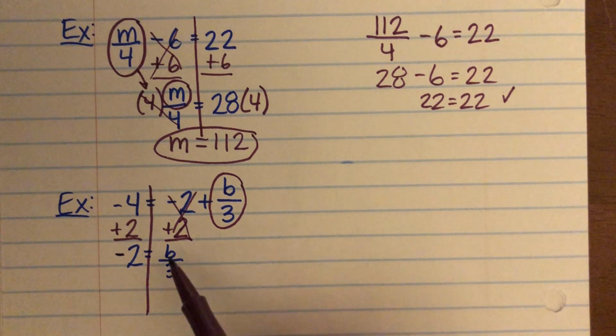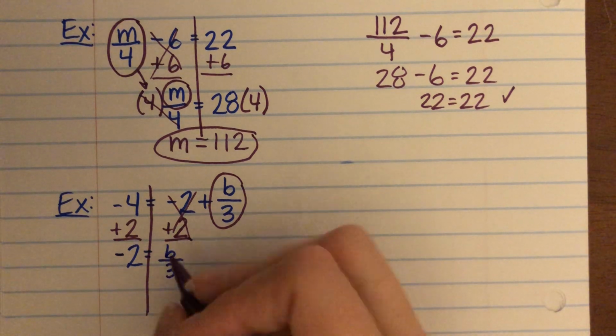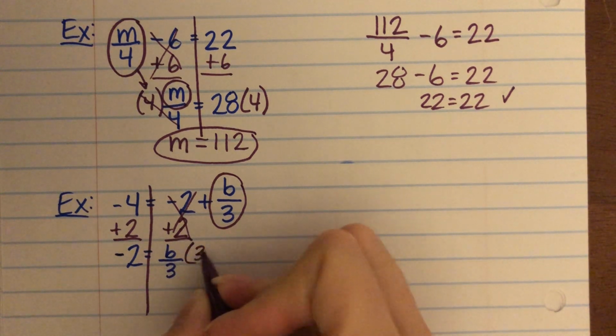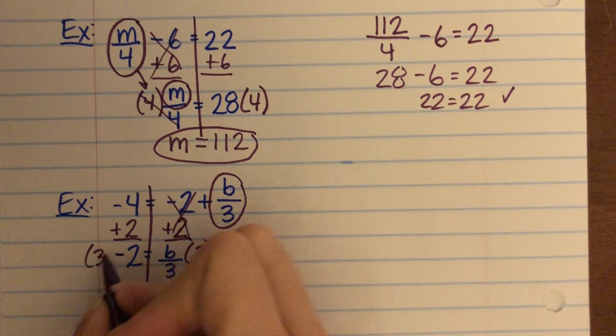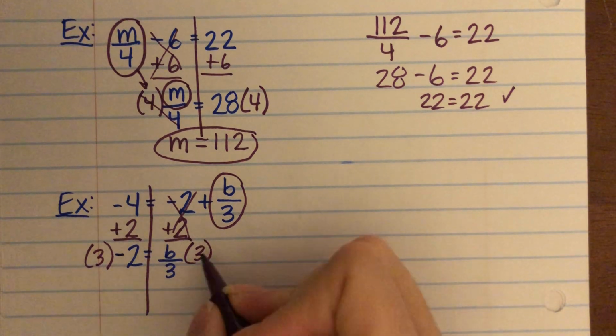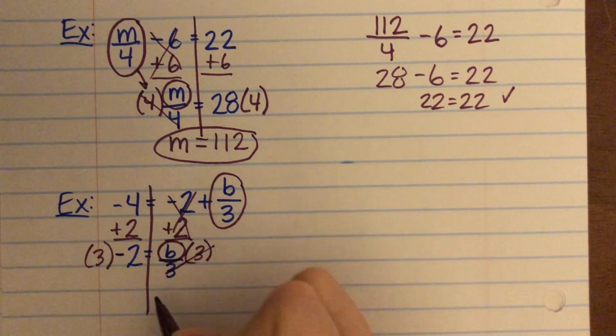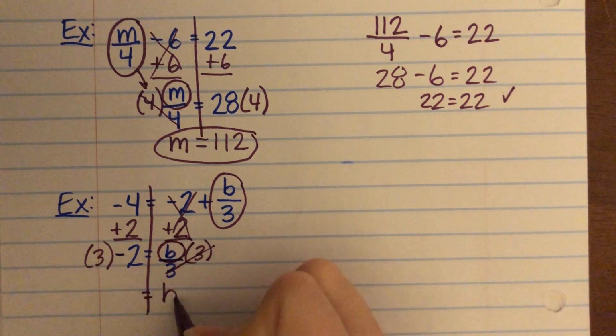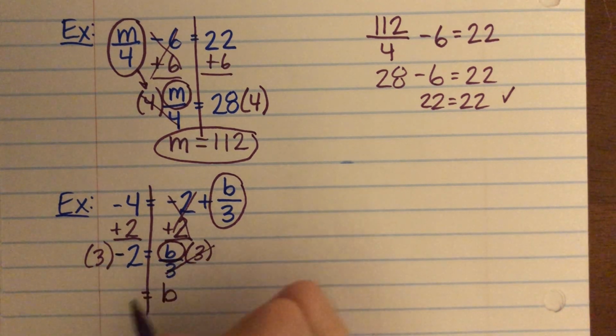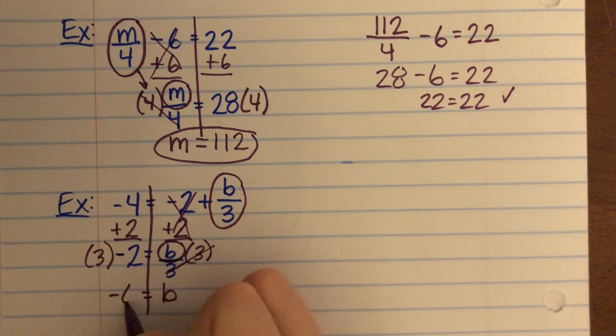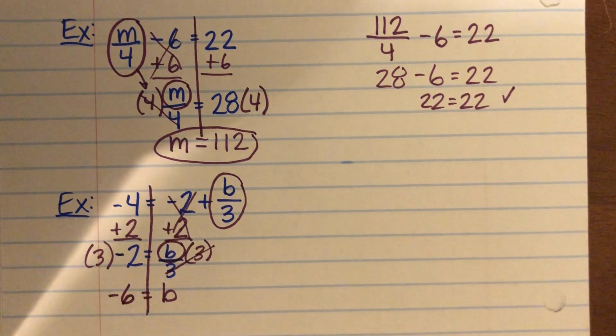Now at this point, there's only one operation left happening to your variable. You're dividing by 3. The inverse operation for dividing by 3 is multiplying by 3. So I'm going to do that here, and I'm going to do that here. Well, 3 divided by 3 is just 1, so that cancels out, and you're left with b. And then 3 times negative 2 is negative 6.